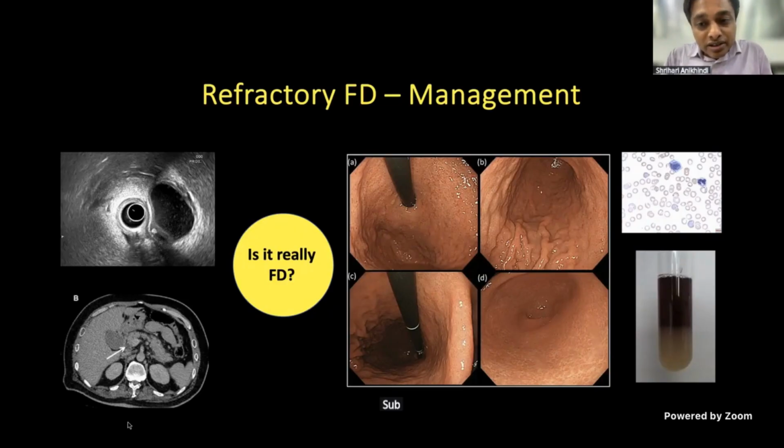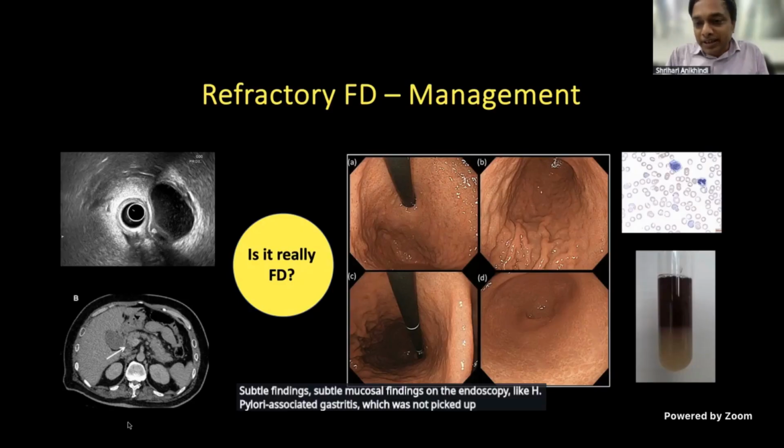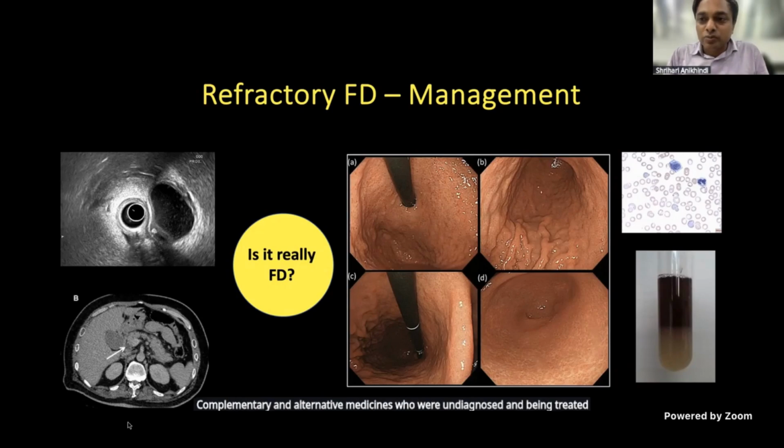Subtle mucosal findings on the endoscopy, like H. pylori associated gastritis, were not picked up by the kits, which were not standardized. Certain very subtle findings on the endoscopy. We have had cases of lead poisoning, people who have been taking complementary and alternative medicines, who were undiagnosed and being treated as functional dyspepsia for long.